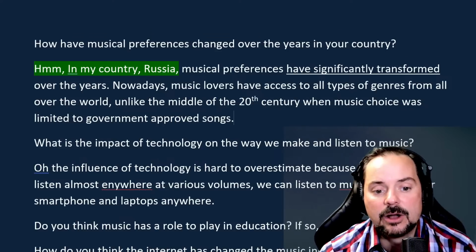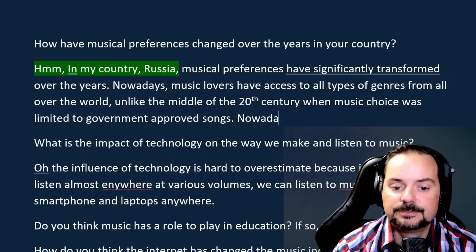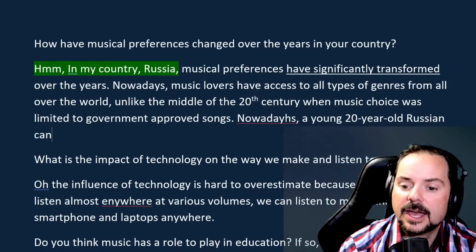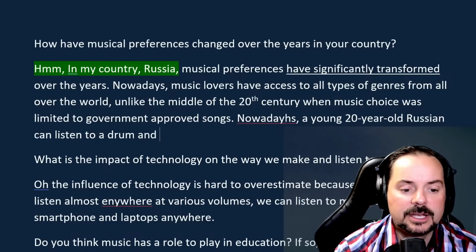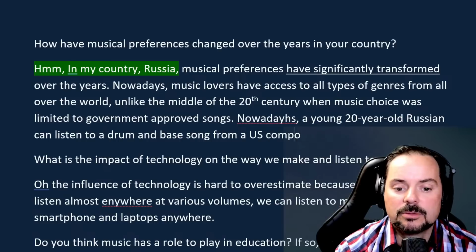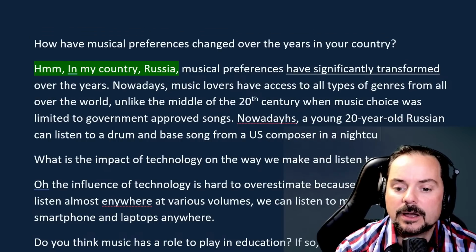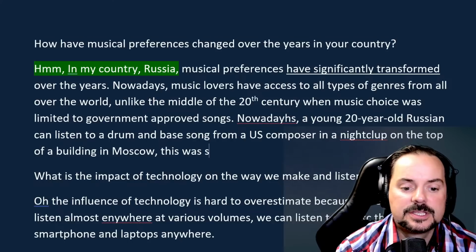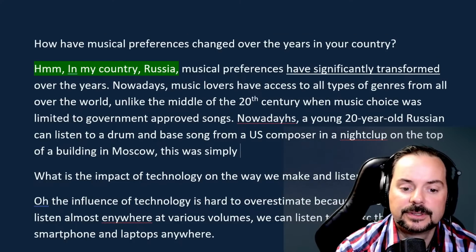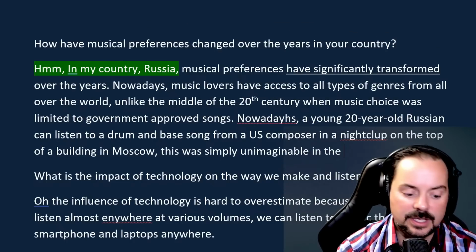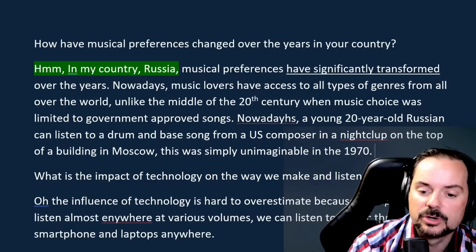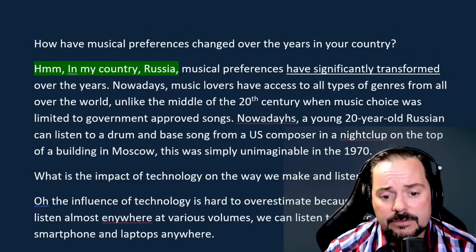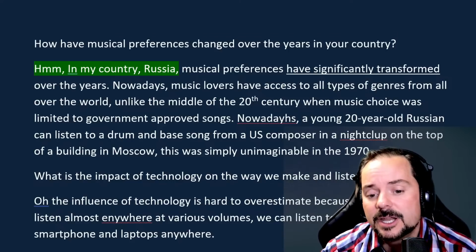All right, fine. Now here is where you should have jumped into an example. Nowadays, a young 20-year-old Russian can listen to a drum and bass song from a U.S. composer in a nightclub on the top of a building in Moscow. This was simply unimaginable in the 1970s. Okay, so again, those numbers, right? Those specific numbers, they really give us a frame of reference. So can you just repeat this after me? Nowadays, a young 20-year-old Russian can listen to a drum and bass song from a U.S. composer at a nightclub on the top of a building in Moscow. This was simply unimaginable in the 1970s.